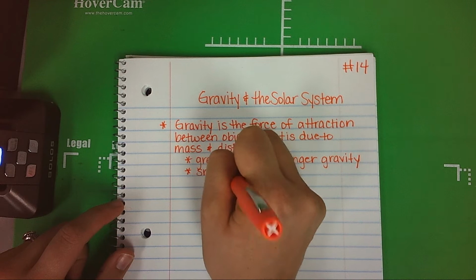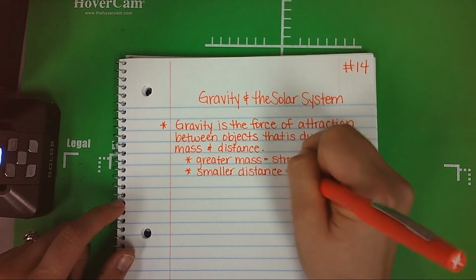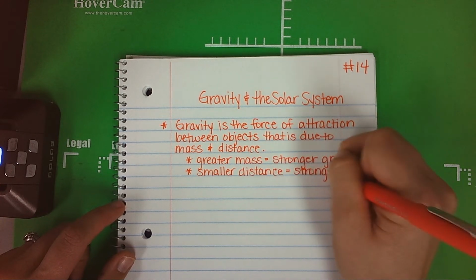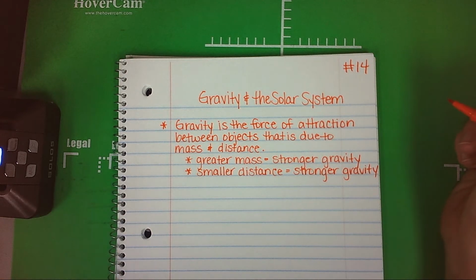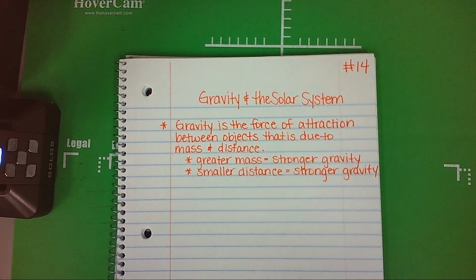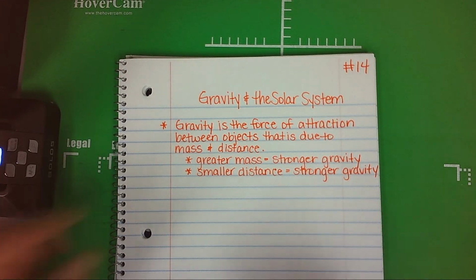alright, so let's talk about distance. Smaller distance, so the closer together objects are, equals stronger gravity. So if you were looking at the gravitational pull between Mercury and Neptune, or Mercury and Earth, if they're closer, it's going to have stronger gravity. The further away you go, the weaker the gravity gets. And we're talking about this in reference to planets and space objects.